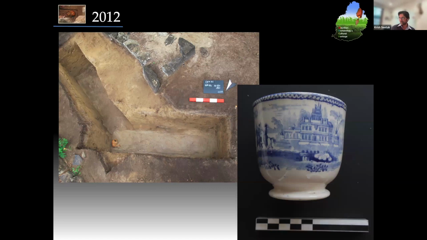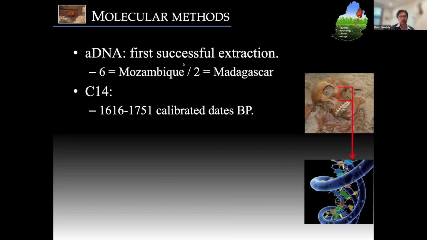So again, an artifact that was used to commemorate the burial as a whole. It wasn't actually buried with the individuals themselves. Just very briefly, I said I wasn't going to talk about this, but I do want to mention that we did undertake the first aDNA analysis for the island. We had the first successful extraction, and we showed that of these individuals, 6 were Mozambique and 2 were Madagascar. And we had a carbon date to around 1751, which had a fairly large margin of error, but it put us towards the ending of enslavement for some of the later dates that we had.